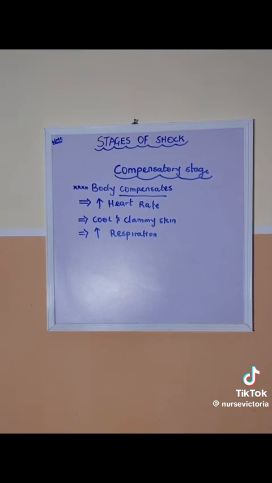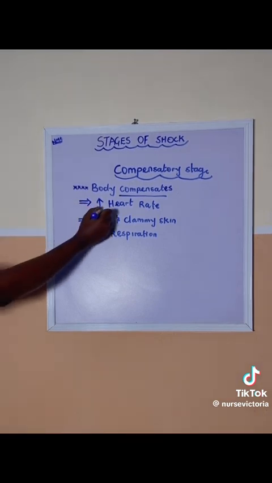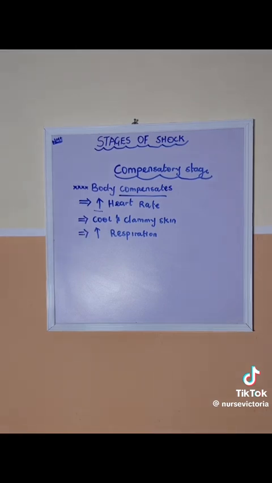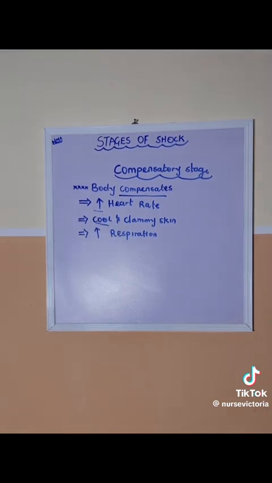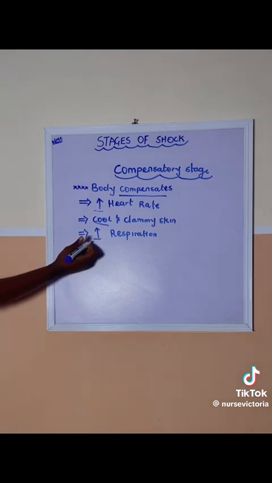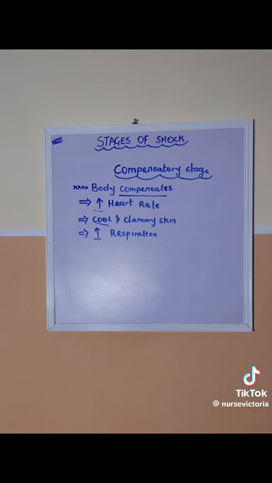So you begin to see signs like number one, there's going to be increase in heart rate. The heart pumps faster to deliver more blood and oxygen to organs. Then number two, you are going to see cool and clammy skin due to peripheral vasoconstriction. The blood vessels in the skin, in the arms and legs, they tend to narrow to redirect blood to essential organs like the heart and brain.